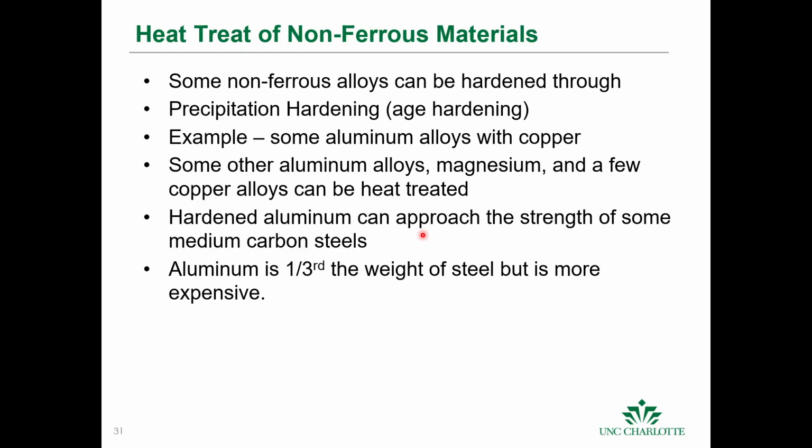Some non-ferrous metals can be heat treated through precipitation hardening or age hardening. An example is an aluminum alloy with about 4.5% copper. So that can be done. Hardened aluminum can approach the strength of some of the medium carbon steels, and because aluminum is a third the weight, you can have a same strength, lower weight application, but obviously your expense is going to go up because of the cost of aluminum.